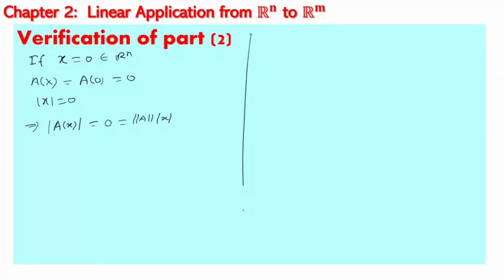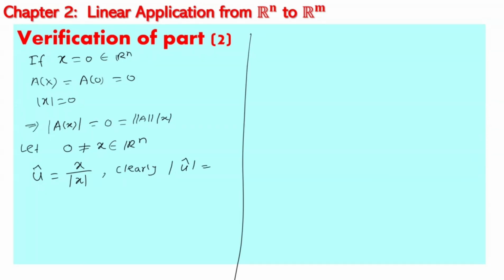To prove the other part, let x be not equal to 0, with x belonging to Rn. To do this, we will take the unit vector u equal to x over mod x. Clearly, mod of u is equal to 1.